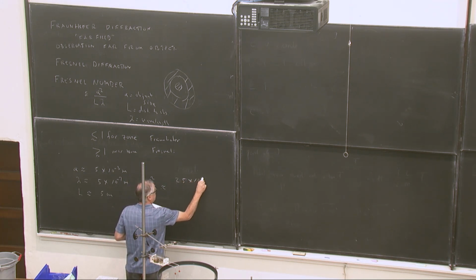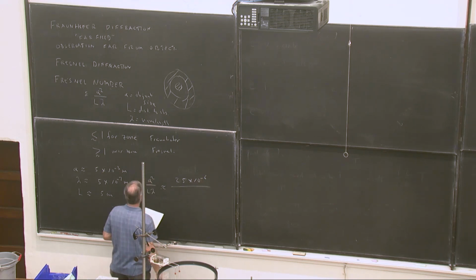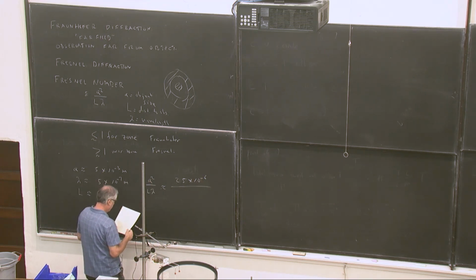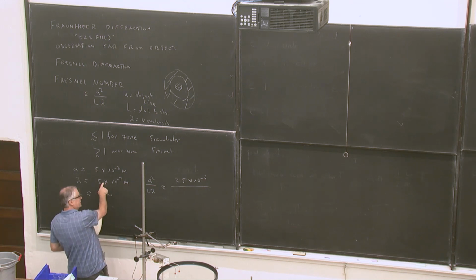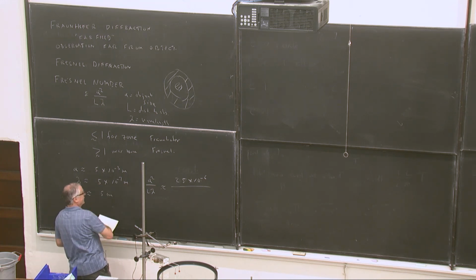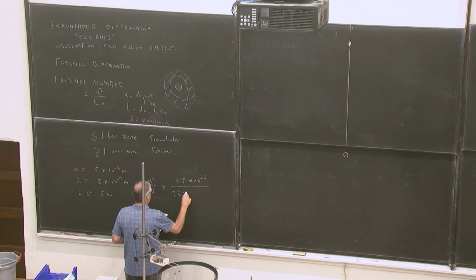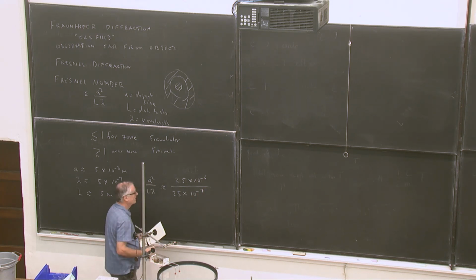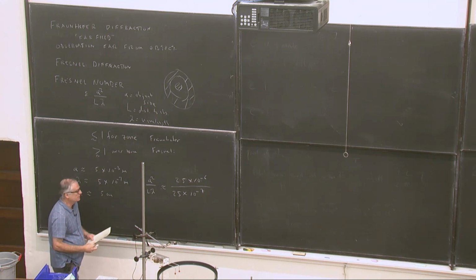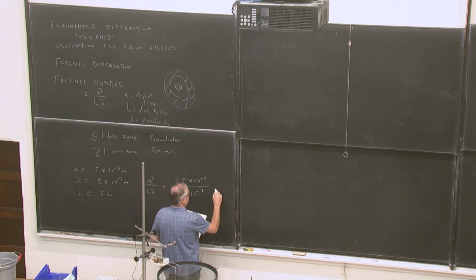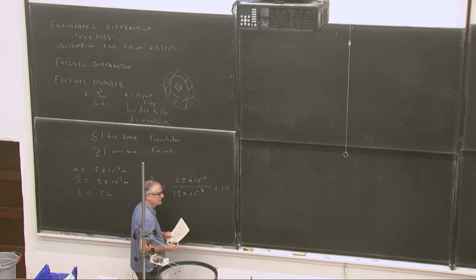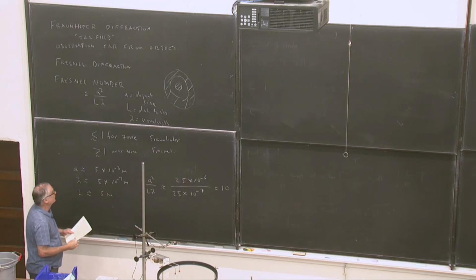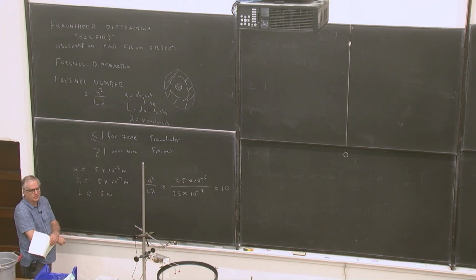Okay, 25 times 10 to the minus 6 is A squared, meter squared. In the bottom we have, now you see why I chose what I did, 25 times 10 to the minus 7. Okay, the 25s cancel, and we get this as approximately 10. That's a number bigger than 1, so we're in the near zone.